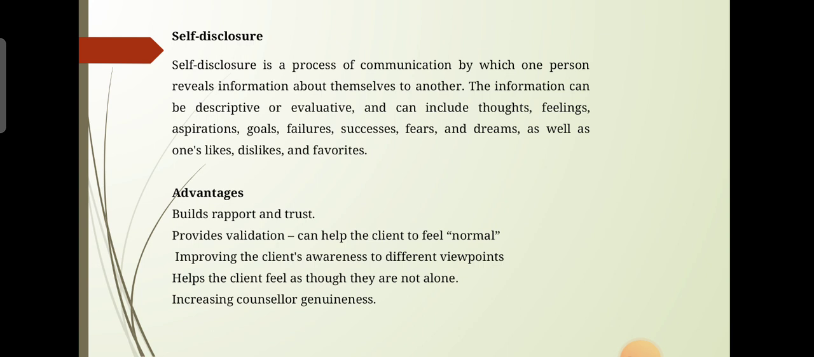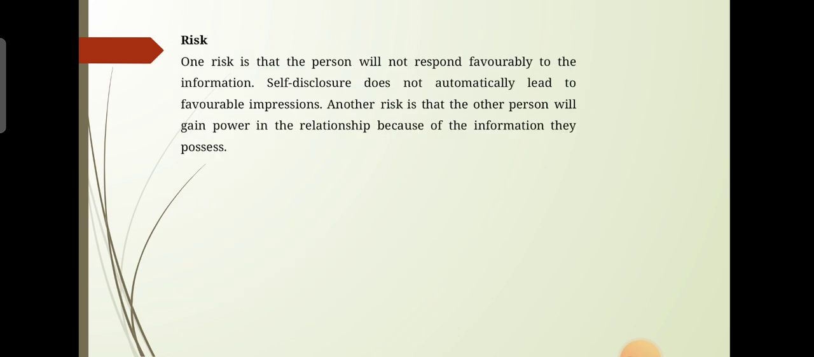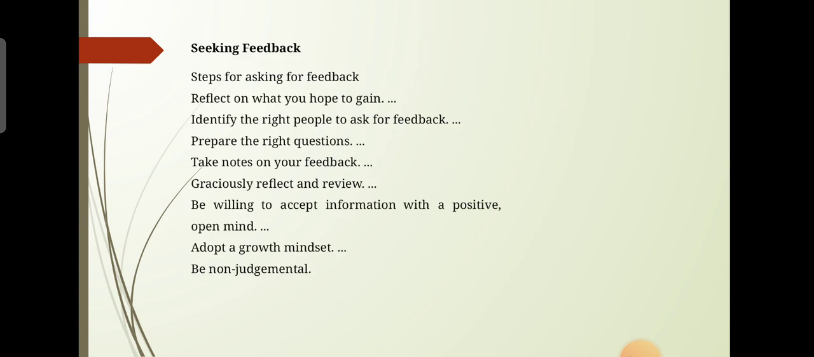And self disclosure is like a double edged sword. If the information is shared with the wrong person, it can damage your reputation and put other people in an uncomfortable position also. And one risk is that the person will not respond favorably to the information, and self disclosure does not automatically lead to a favorable impression. And another risk is that the other person will gain power in the relationship because of the information they possess. So these are the risks in self disclosure.